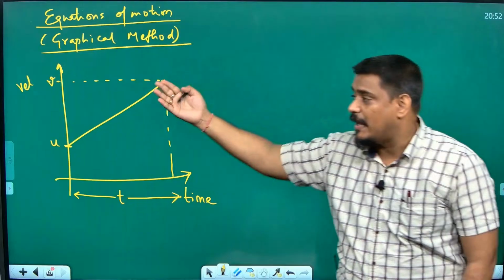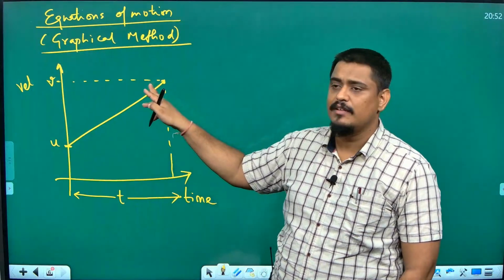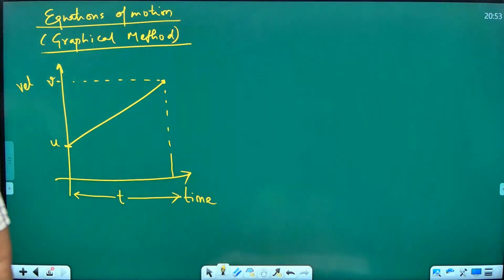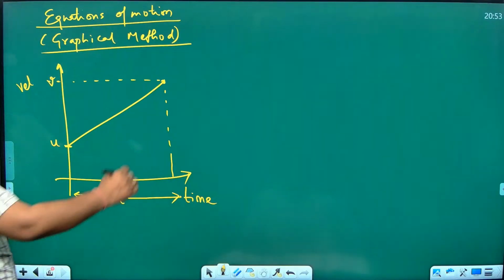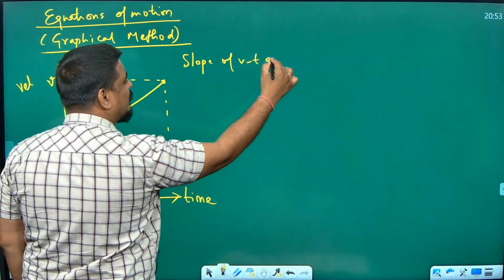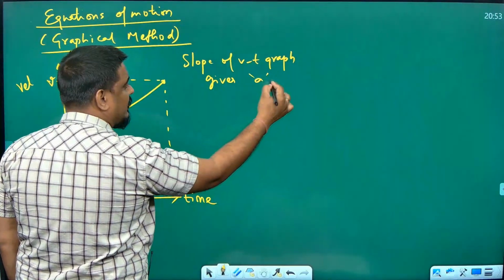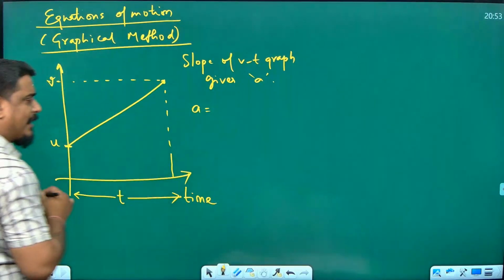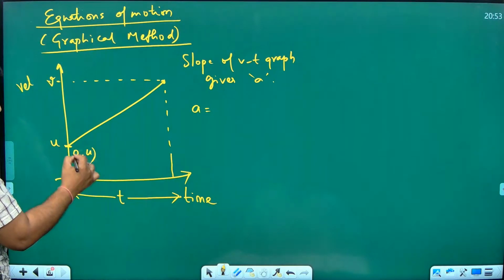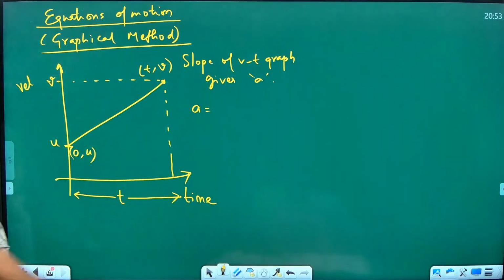It is a velocity time graph. Initial velocity is u, final velocity is v. How much time did it take for this velocity change? T. Just some time before I told you, slope of the VT graph, what does it give you? Good. Gives acceleration. So, what is the slope we can find? Coordinates. What are the coordinates of this point? X coordinate 0, y coordinate u, x coordinate t, y coordinate v. Am I right? Yes, sir.